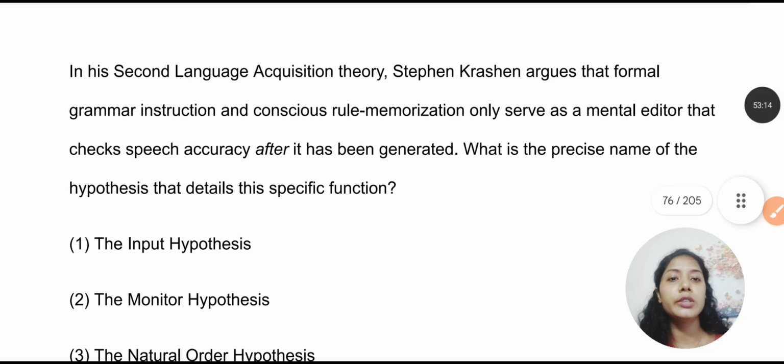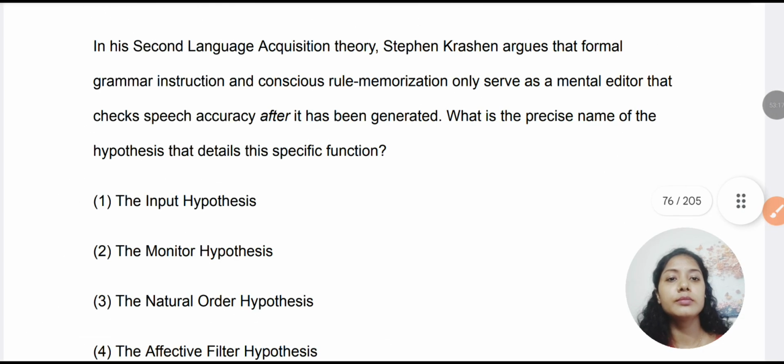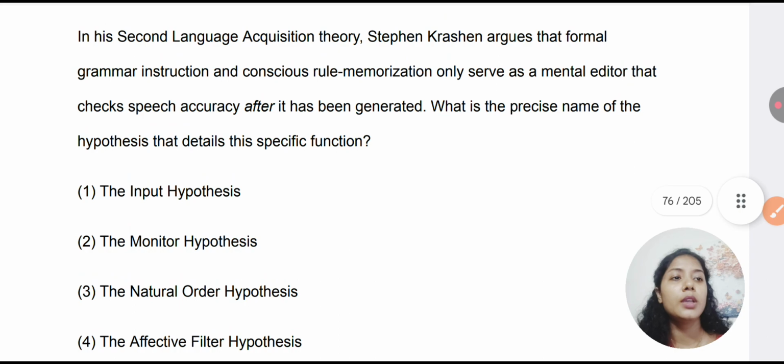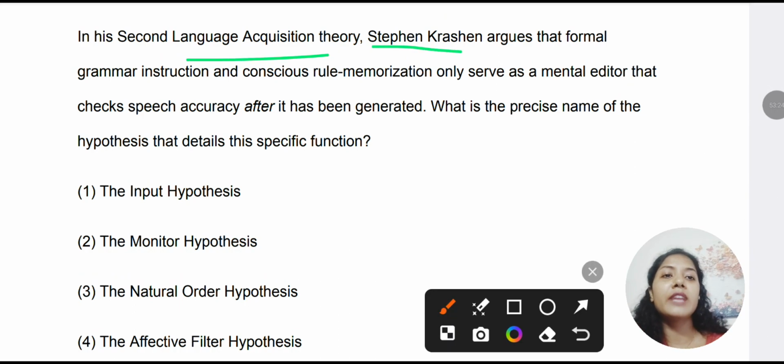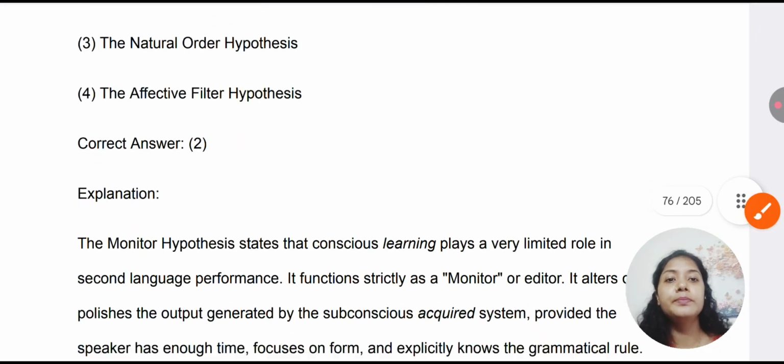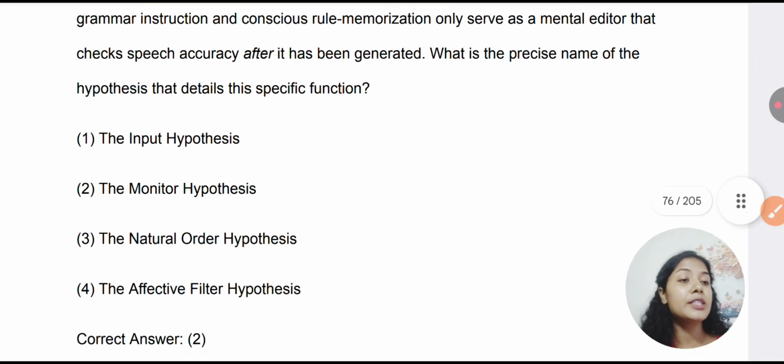Now let's see the question. The question is, in his second language acquisition theory, Stephen Krashen argues that formal grammar instruction and conscious rule memorization only serve as a mental editor that checks speech accuracy after it has been generated. What is the precise name of the hypothesis that details this specific function? Correct answer, option 2. That means the monitor hypothesis.